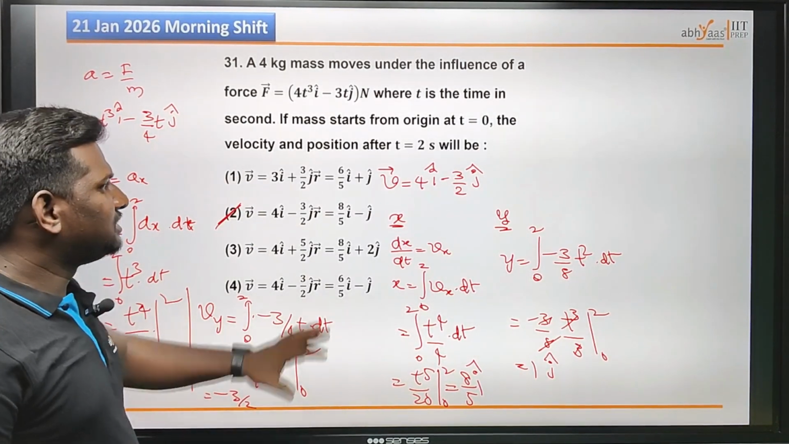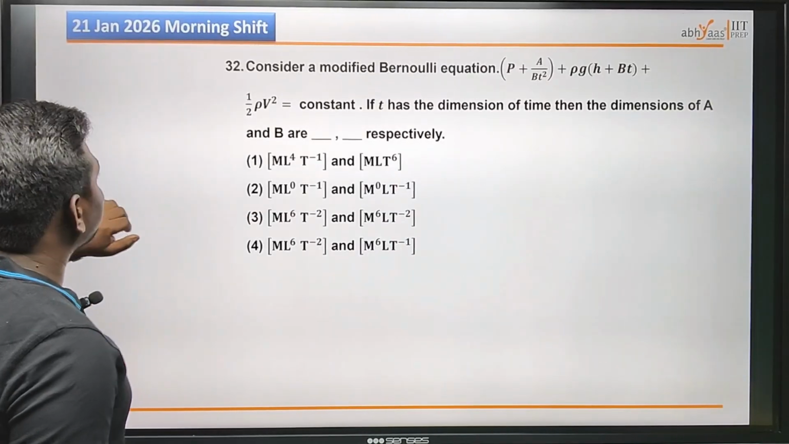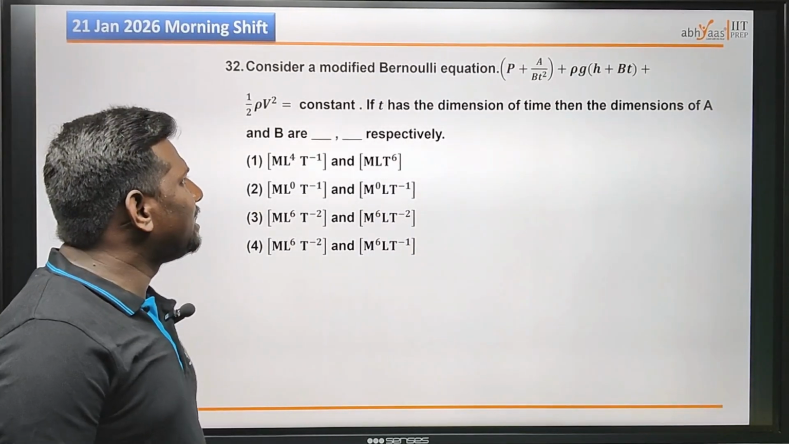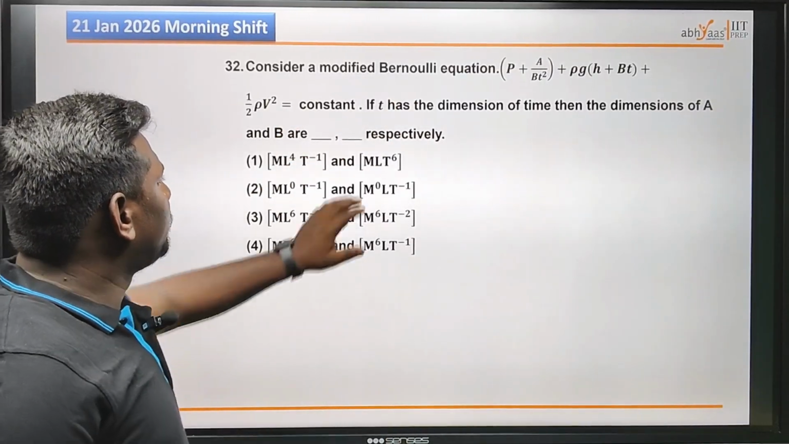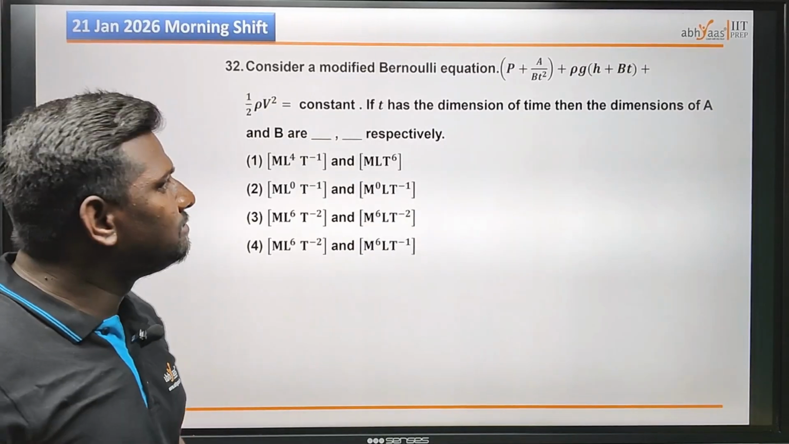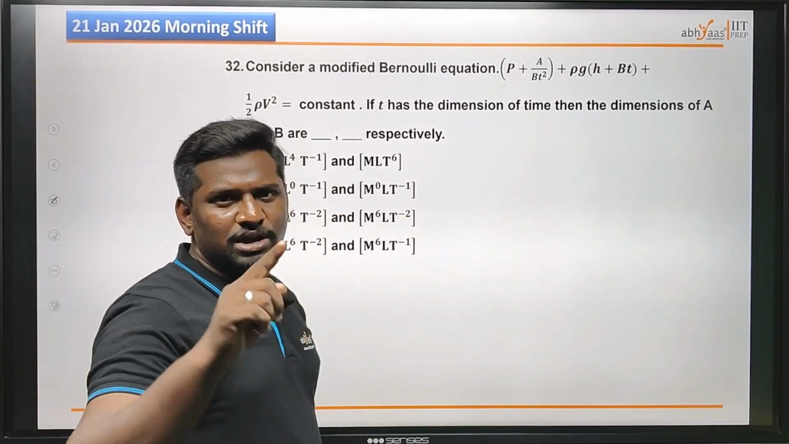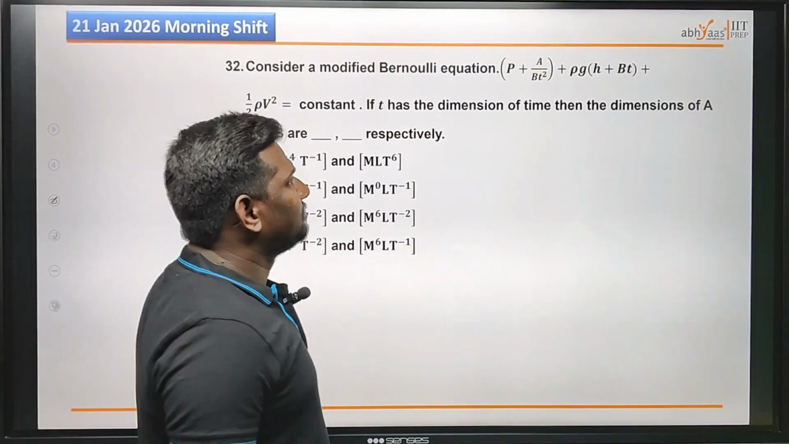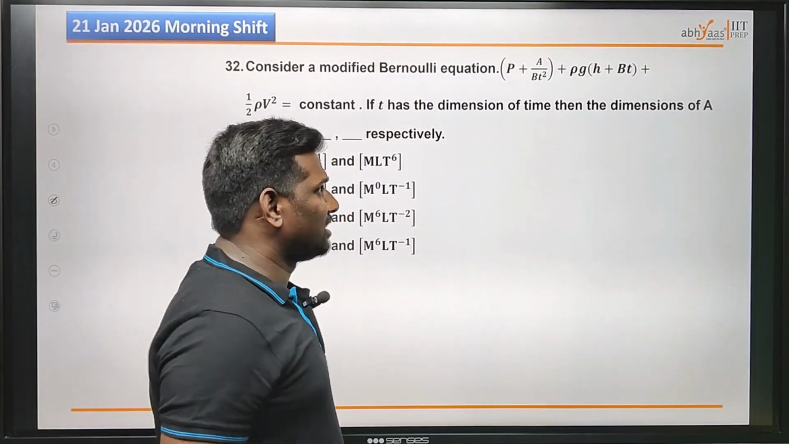Option 2. This is a lengthy question. So next question, see here. Consider the modified Bernoulli's equation. They have given Bernoulli's equation. If t has the dimension of time, then find the dimensions of a and b. First I am going with b because it has h and t. From dimensional analysis you can write like this.